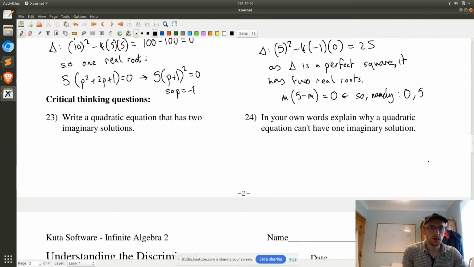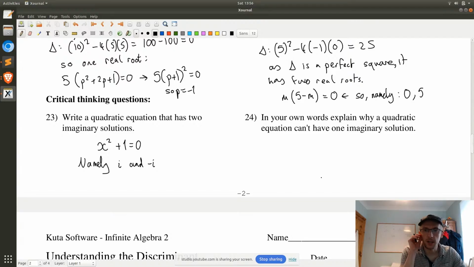Write a quadratic equation that has two imaginary solutions. Okay, you know my style. I like to go with the simplest one possible, or the most perfect looking. So I'm going to just say x squared plus 1 equals 0. And those are indeed imaginary.